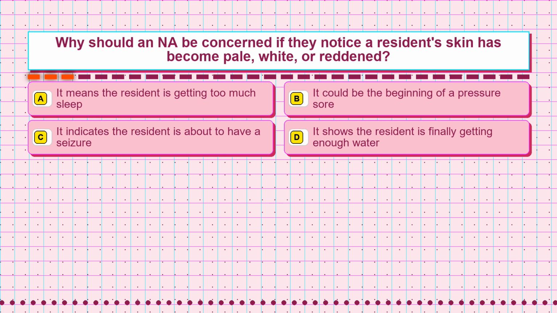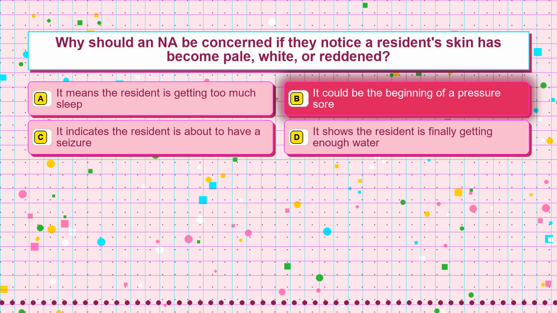Why should a NA be concerned if they notice a resident's skin has become pale, white, or reddened? Option A. It means the resident is getting too much sleep. Option B. It could be the beginning of a pressure sore. Option C. It indicates the resident is about to have a seizure. Option D. It shows the resident is finally getting enough water.